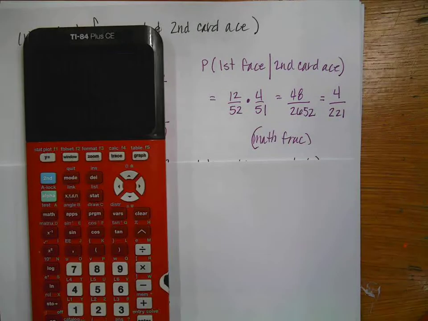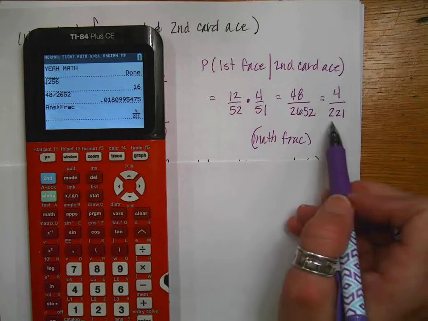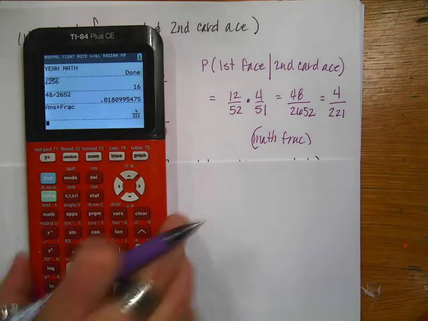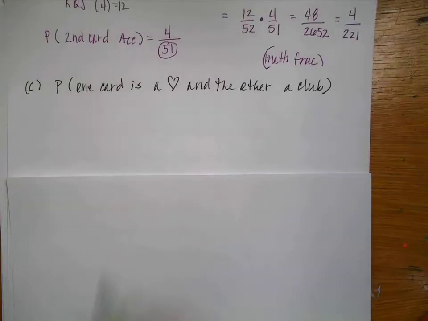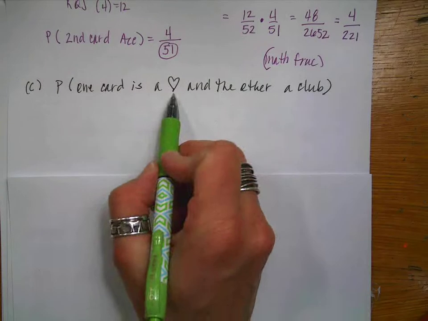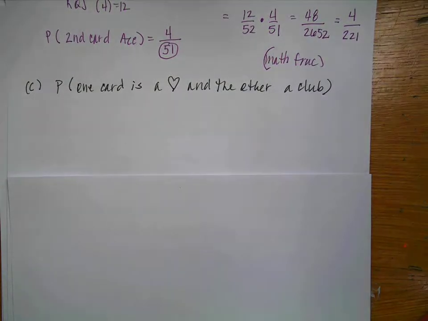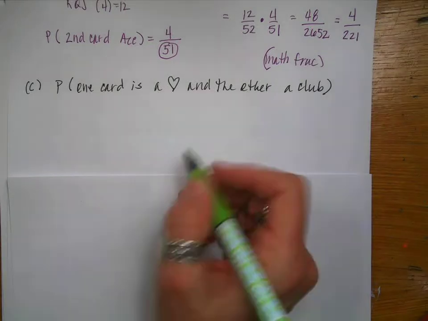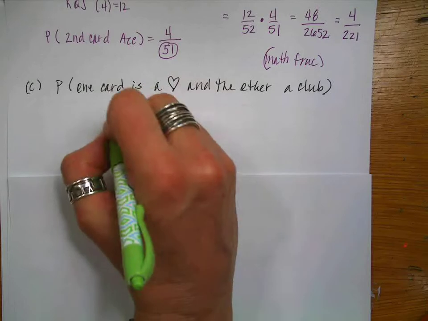Let me just re-show you that in case you don't remember. So if I have 48 divided by 2652, I get a decimal, and then I math frac it, and I get the 4 out of 221. So we love our calculators. Okay. The next example, still kind of in the same genre, is the probability that one card is a heart and the other card is a club. Okay? So as we move through this example, remember that there are 13 cards in each suit.